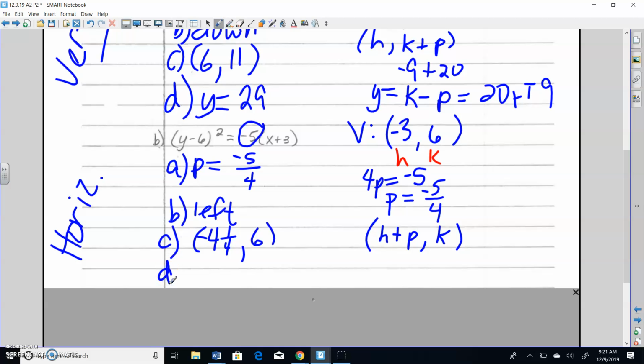And then part D, we are finding the equation of the directrix. So it's going to be x equals something. And that something is h minus p. So h from our vertex is a negative 3 minus p. p is a negative 5/4. So that's going to be adding a positive 5/4. So that's going to be negative 1 3/4.